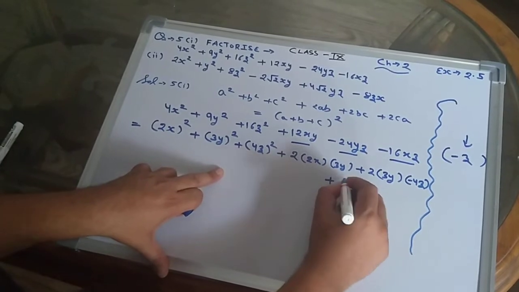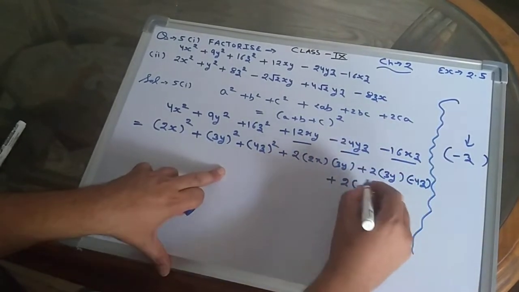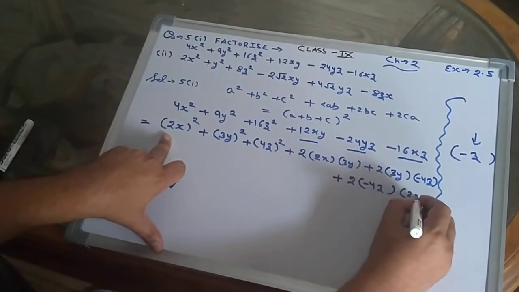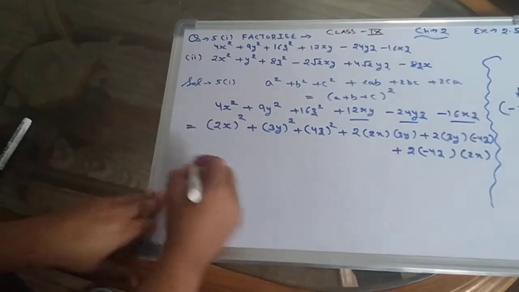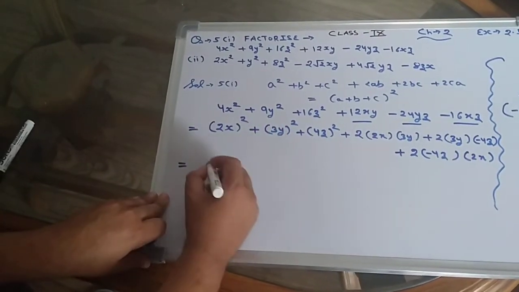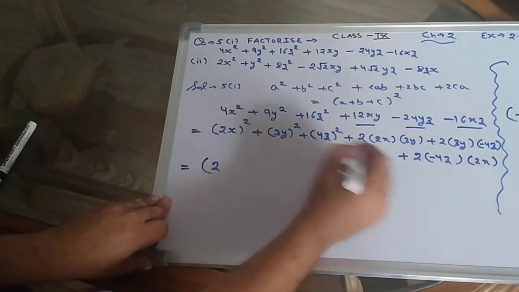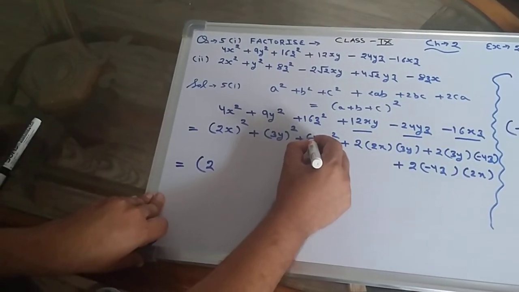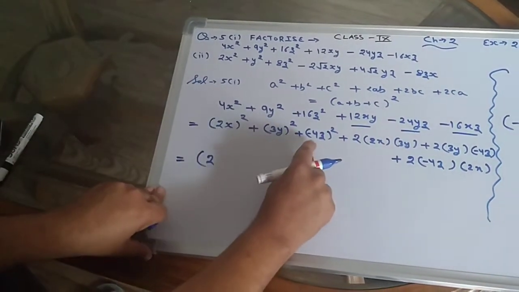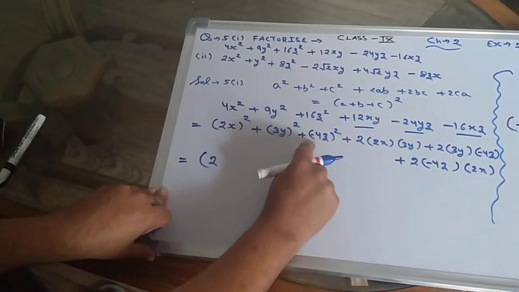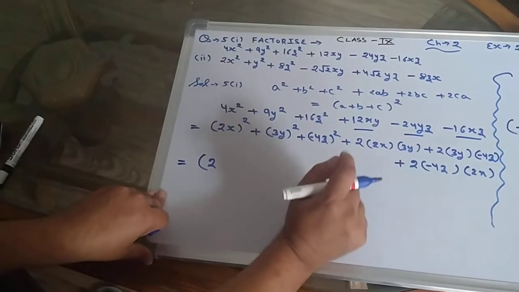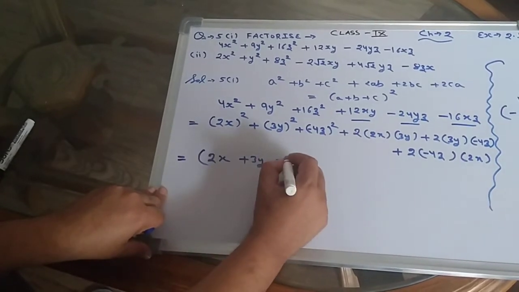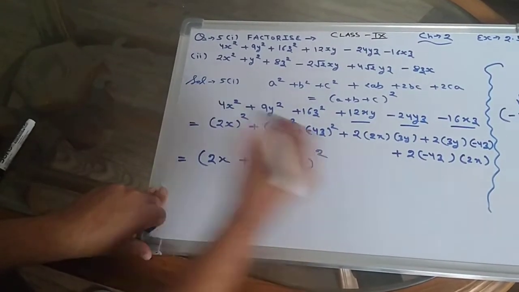It can be written as plus 2ca. C is our minus 4z and a is our 2x. This can be written in this way. Now this becomes the formula. Our z is negative, so I can also put this minus in this bracket. I already told you minus 4z square is the same as 4z square, which comes out to be 16z square. So it becomes (a plus b minus 4z) whole square.